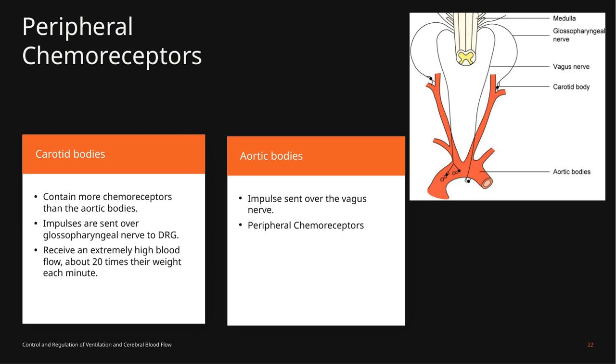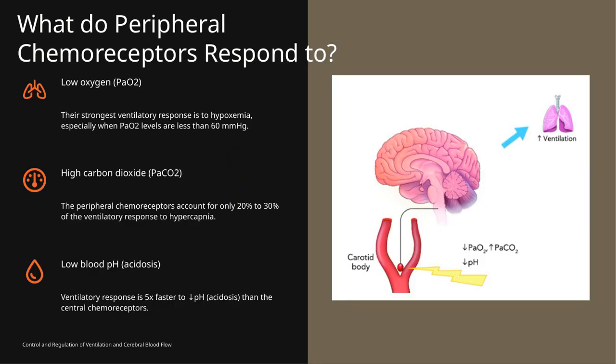This coordination highlights the intricate connection between blood chemistry, nervous system responses, and respiratory regulation, key themes that underpin overall cardiovascular and respiratory health. Today, I'll be explaining how the control and regulation of ventilation and cerebral blood flow work, specifically focusing on what peripheral chemoreceptors respond to.